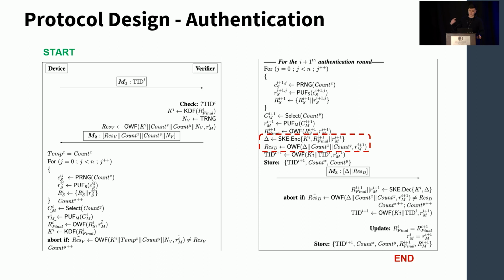Importantly, this is where the symmetric encryption occurs, and the device generates delta, and delta is used to authenticate the device on the verifier side. And that's passed with the one-way function. We get res D, which is our verification value. That's sent to the verifier. The verifier does exactly the same, is able to do decryption and get the PUF response for the next round, and then finish. It'll then store the values for the next round, and the whole system can start again whenever the device wishes to authenticate again.